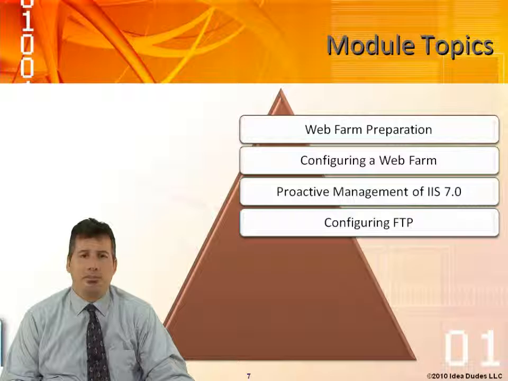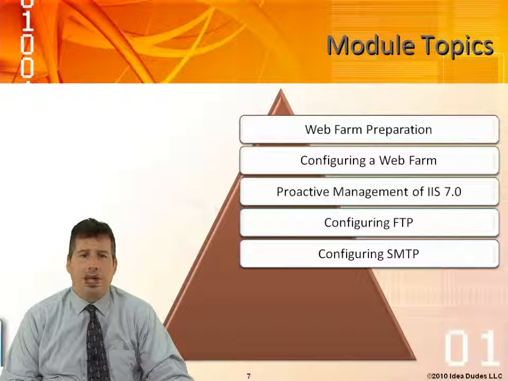Configuring FTP, configuring SMTP. We looked at configuring SMTP a little bit before, but now we'll be going a little bit more in depth. And also configuring FTP, we'll be looking at the differences between FTP 6.0 and 7.0 that we have in IIS 7.0.